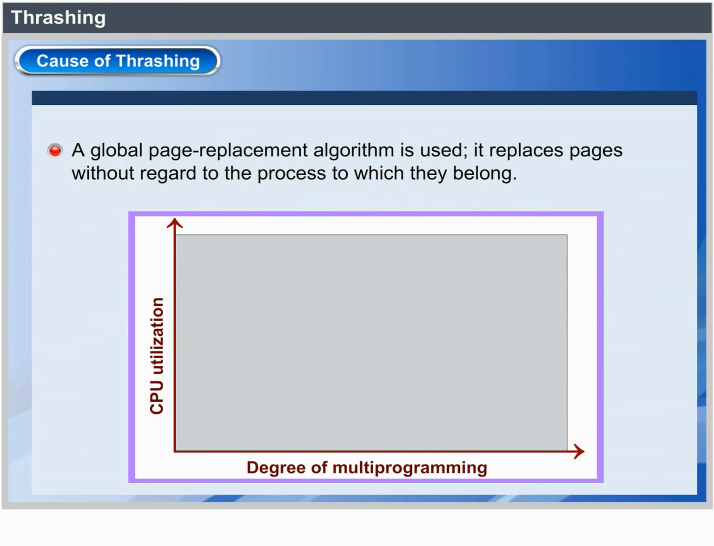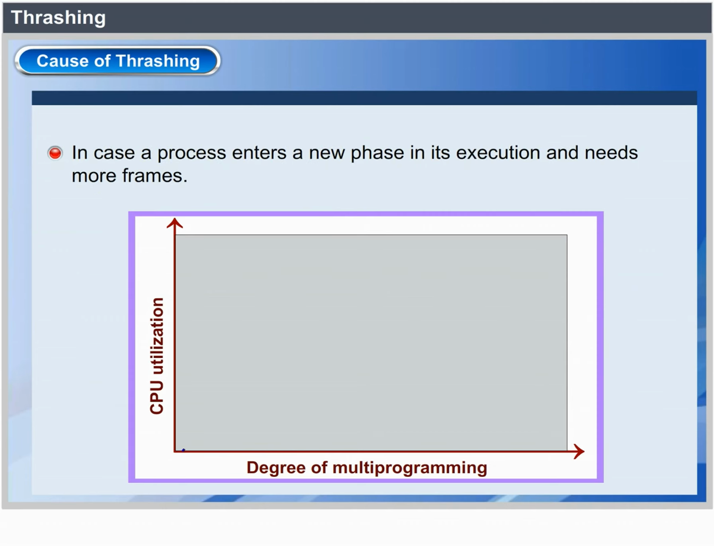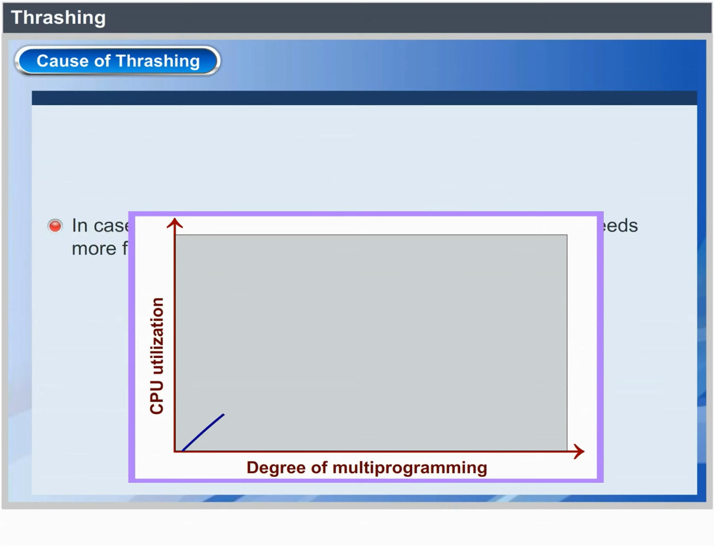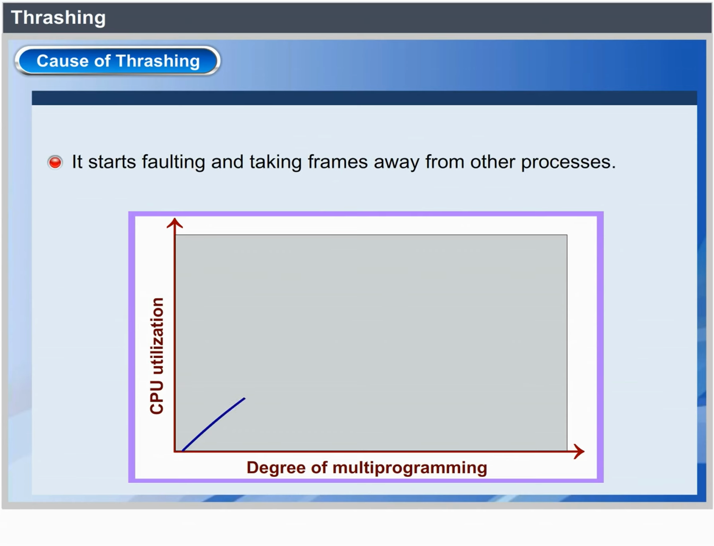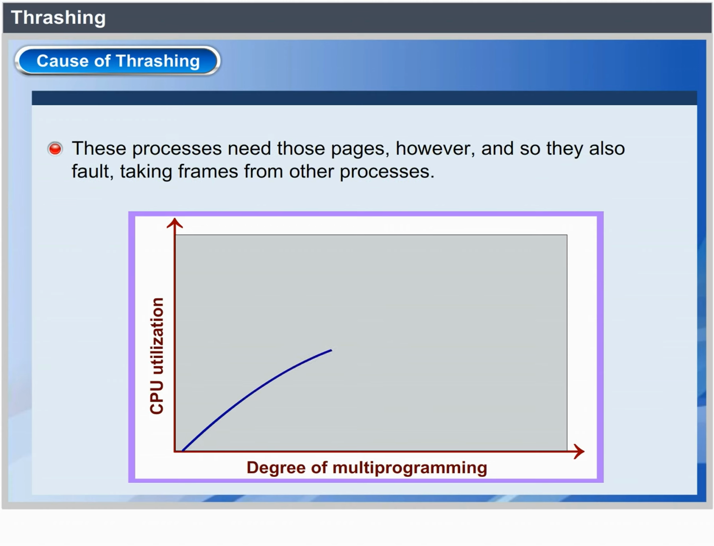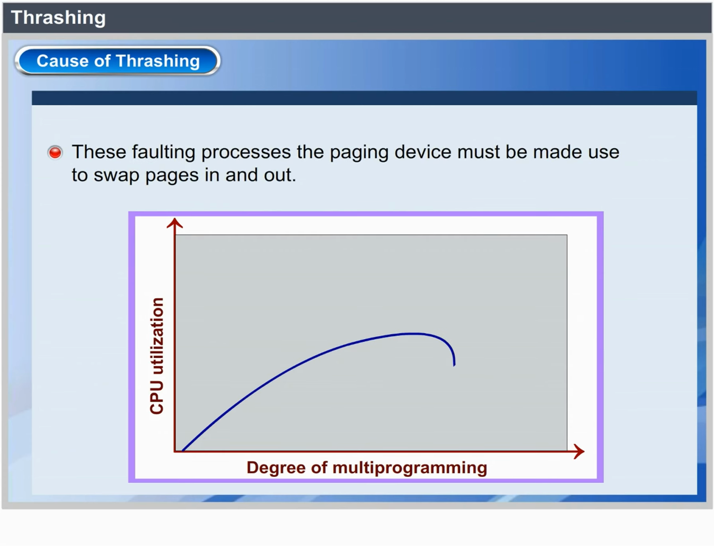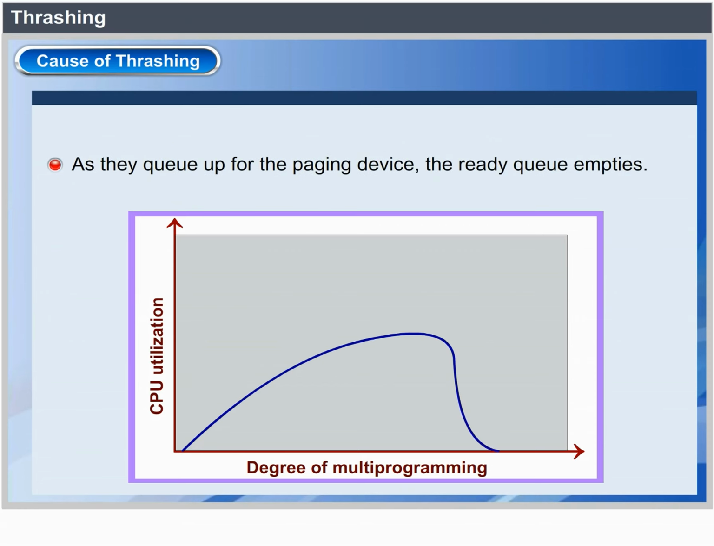Now suppose that a process enters a new phase in its execution and needs more frames. It starts faulting and taking frames away from other processes. These processes need those pages, however, and so they also fault, taking frames from other processes. These faulting processes must use the paging device to swap pages in and out. As they queue up for the paging device, the ready queue empties. As processes wait for the paging device, CPU utilization decreases.